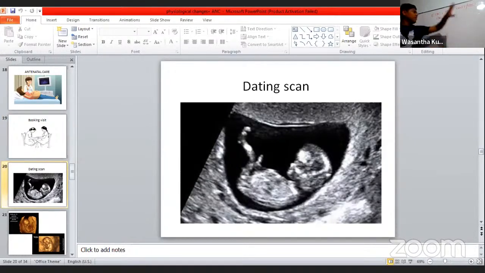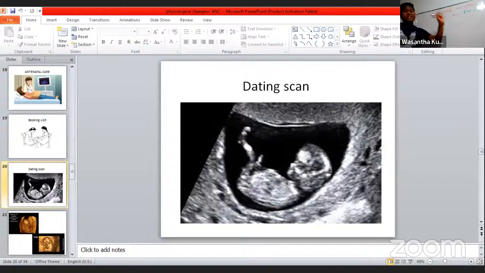One more thing I forgot to mention, very important: blood group, to see whether she is positive or negative. So full blood count, blood group, urine full report, glucose tolerance test, VDRL, plus or minus HIV test.